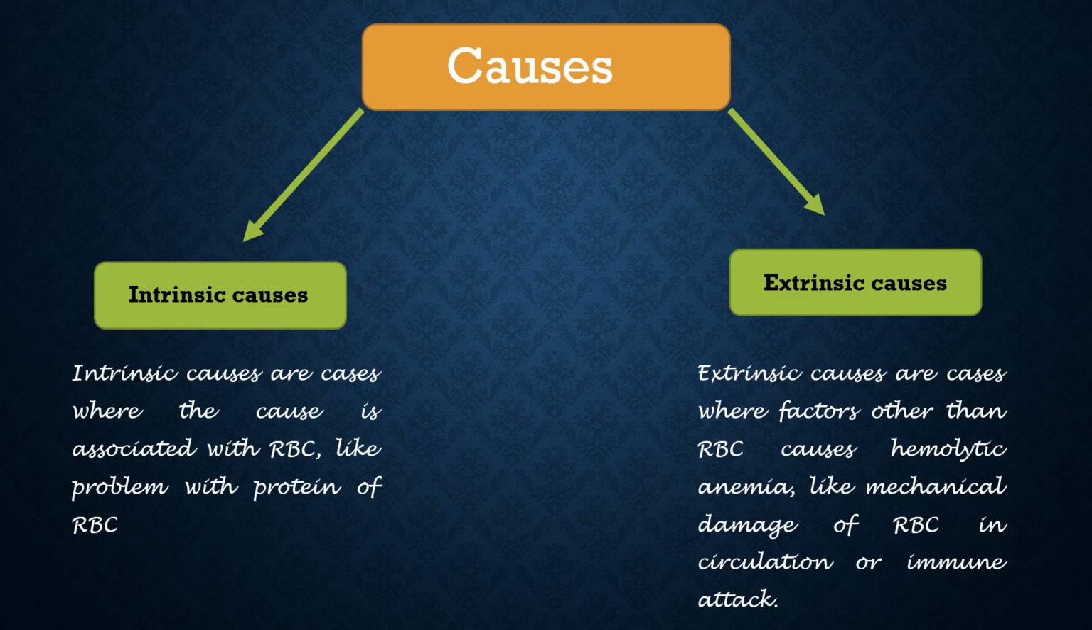Regarding the extrinsic cause, extrinsic causes are cases where factors other than RBC cause hemolytic anemia, like mechanical damage of RBC in circulation or immune attack. That means this is that particular cause in which there is no involvement of the structural abnormality of the RBC. It is done totally due to some outer causes which are not related to the structural standpoint of the RBC. So, the main two causes of hemolytic anemia are intrinsic causes and extrinsic causes.